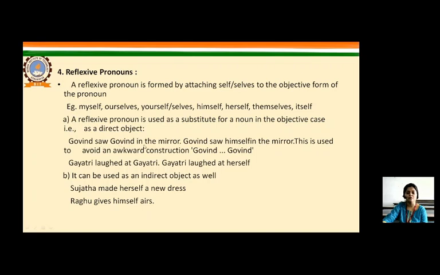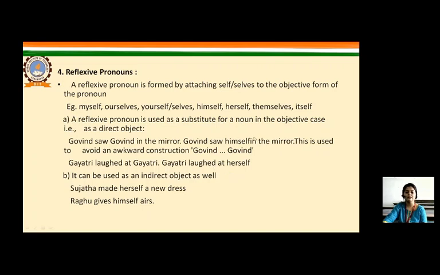Govind saw Govind in the mirror, right? So you can see here that the name of the person is Govind, but if we are using Govind two times, Govind saw Govind, this sentence looks a little awkward. But here, if you are using Govind saw himself in the mirror, so what did he see? He saw himself. In the direct object case form, you are using it, and here is where the reflexive pronoun comes into play. This is used to avoid an awkward construction, like mentioning the same person's name two times in a single sentence.